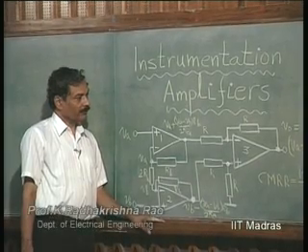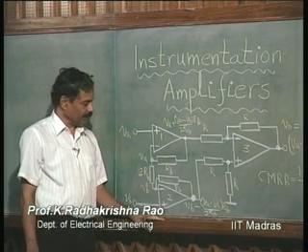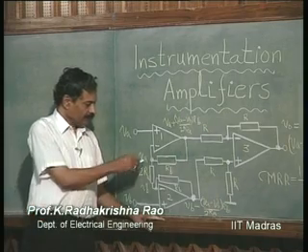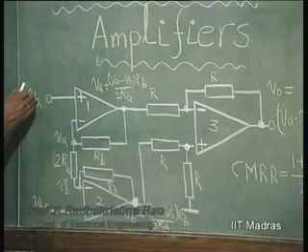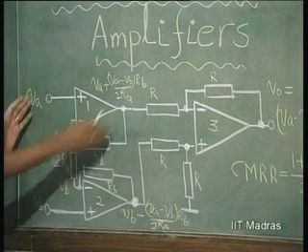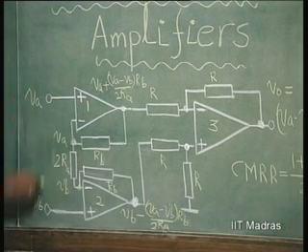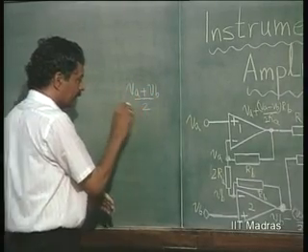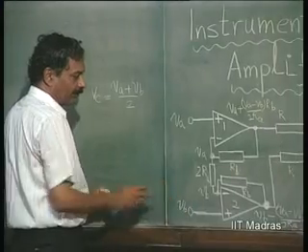So, we were discussing this 3 op amp instrumentation amplifier in the last class, and we had gone to the extent of finding out what the common mode gain is from this point to this point and what the differential mode gain is from this point to this point. The common mode voltage at the input of these two amplifier stages is VA plus VB by 2.